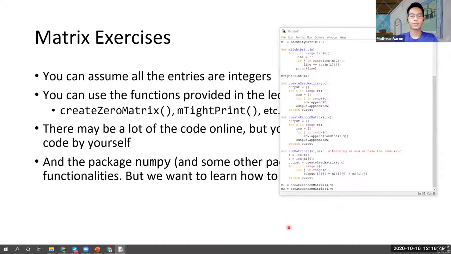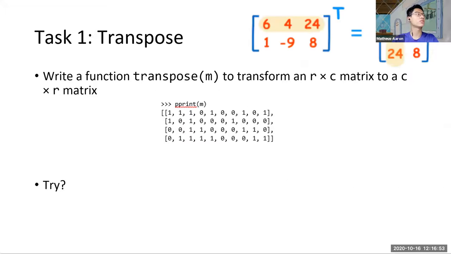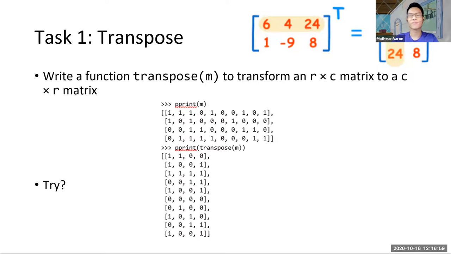So next part is gonna be the first part, transpose. Write a function transpose M to transpose an RC matrix to a CR matrix. Now, for those of you who don't know, basically transpose is converting the rows into the columns. So this row particularly here becomes the columns and the columns become the rows.